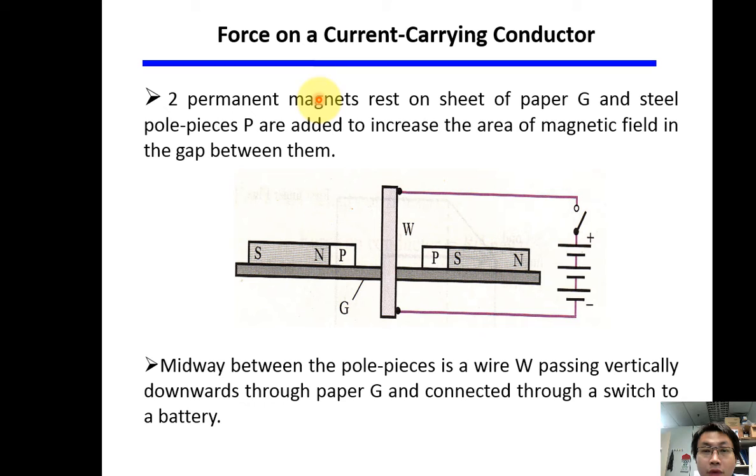So two permanent magnets rest on, for example, like this one. Two permanent magnets rest on a sheet of paper. This paper we call G, and steel pole pieces P. The steel pole pieces P are added to increase the area of the magnetic field in the gap between them. Later I will show you the 2D one. And then this wire will cut through the paper. Midway between the pole pieces is a wire W, passing vertically downwards through the paper G and connected through a switch to a battery.